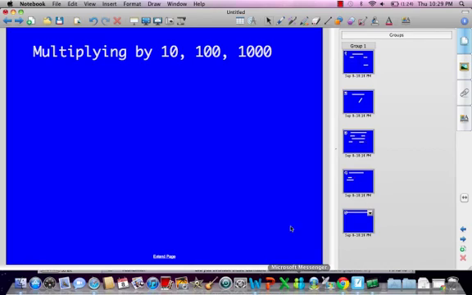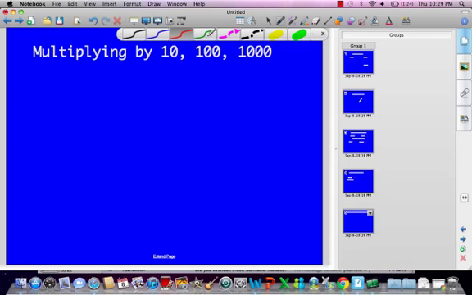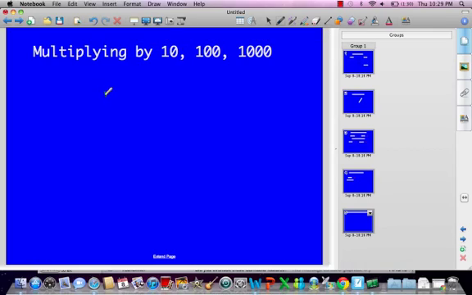All right, one more thing to go over here, and that's multiplying by 10, 100, or 1,000. So I'm just going to do a real basic example, and hopefully we're going to do a lot of this year. So if you don't catch on this lesson, that's okay. Let's start over again. 10 times 4. Well, that's going to give us 40.